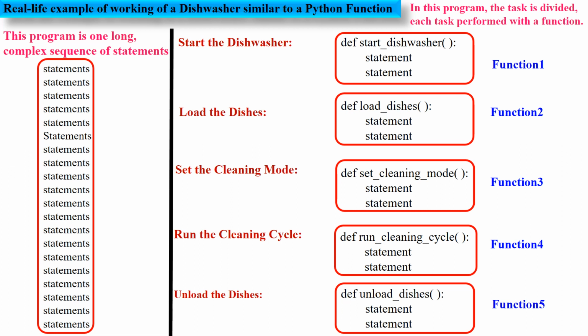Each function is responsible for a specific task, making the code more organized and easier to maintain. You can call these functions in a specific sequence to simulate the complete dishwasher operation. Moreover, you can also add additional functions to handle error handling, user input validation, or even create a user interface to interact with the program.